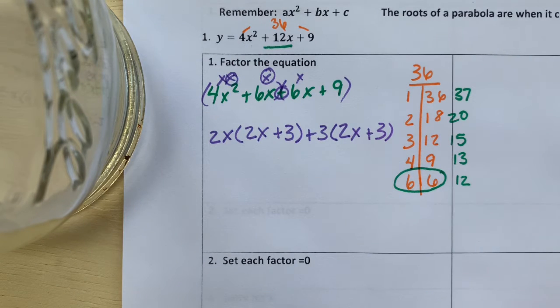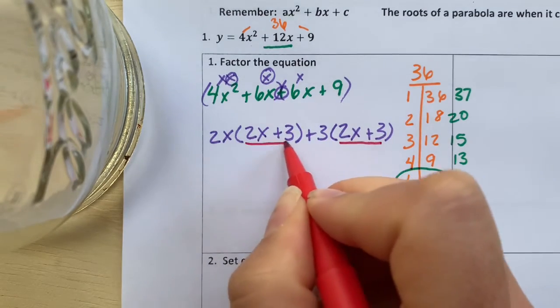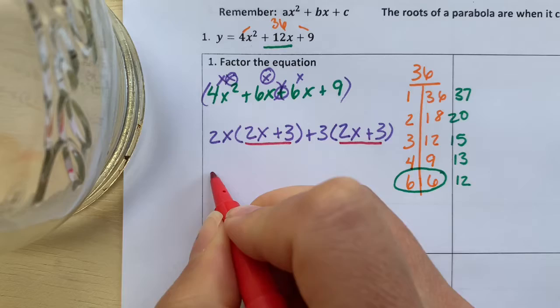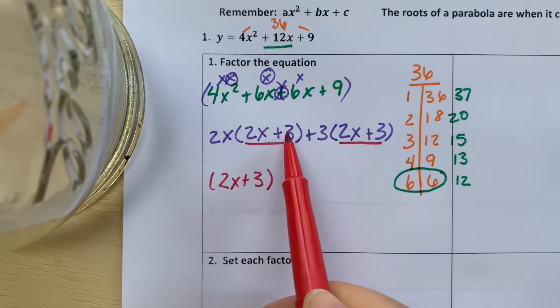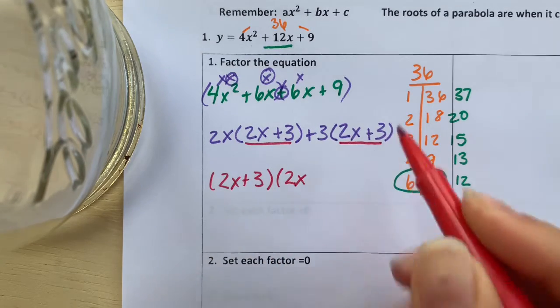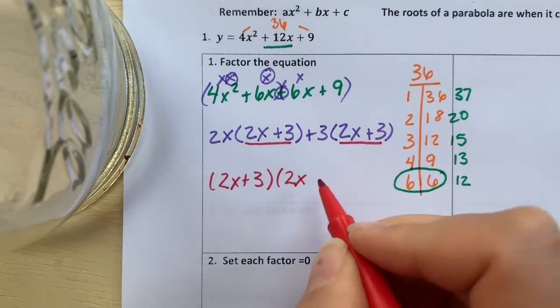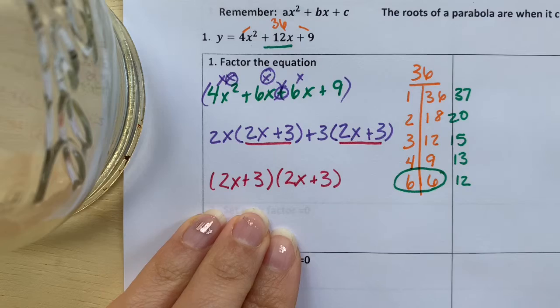Now let's look and see, do I have the same terms inside both of my parentheses? I sure do, which means that I'm going to write 2x plus 3. This 2x plus 3 is being multiplied by 2x, and this 2x plus 3 is being multiplied by 3. So I've factored my equation.